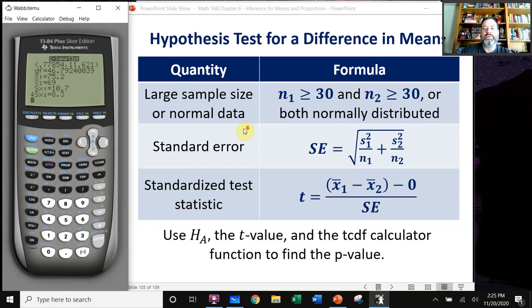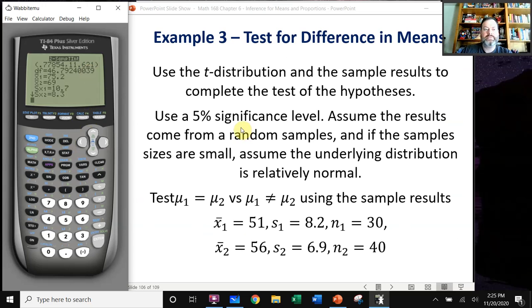All right, let's look at example 3. So we're going stat test again. Now this is a 2-sample t-test. Again, we're putting the stats in. So 51, 8.2. Sample size happened to be the same. It's a nice coincidence. 56, 6.9, and 40. We have a not equal alternative. We are not pooling.